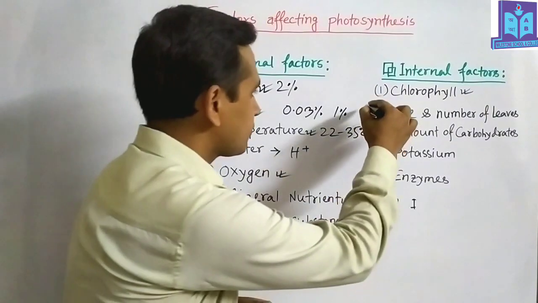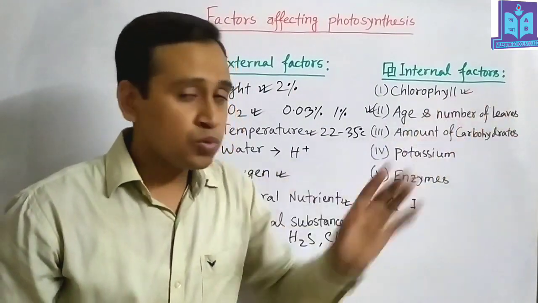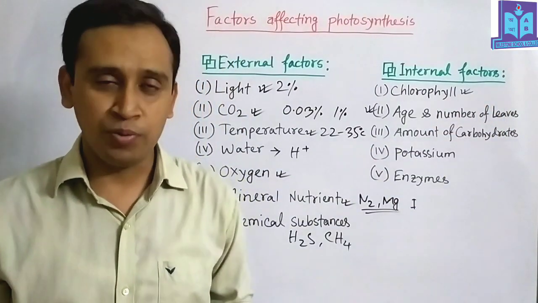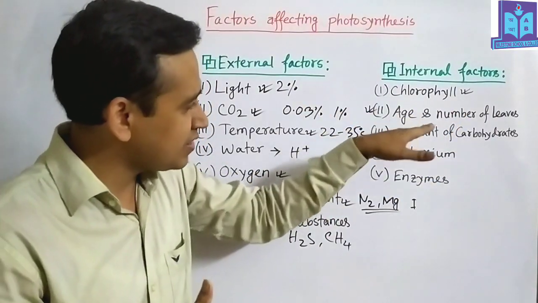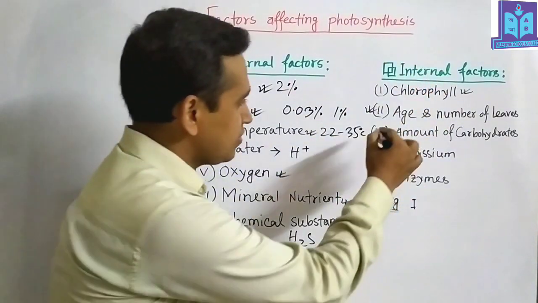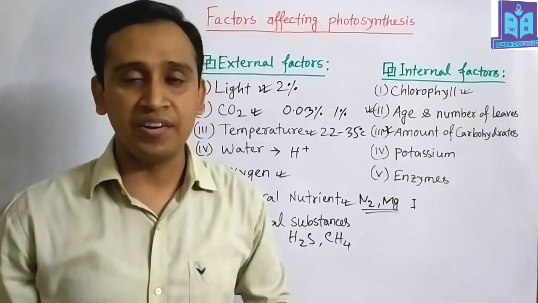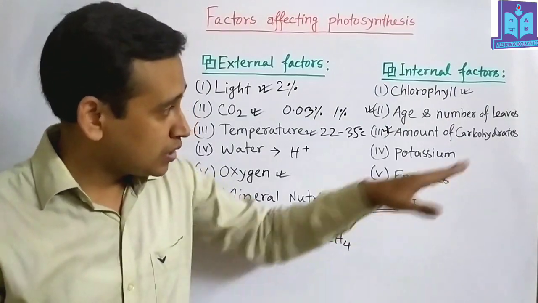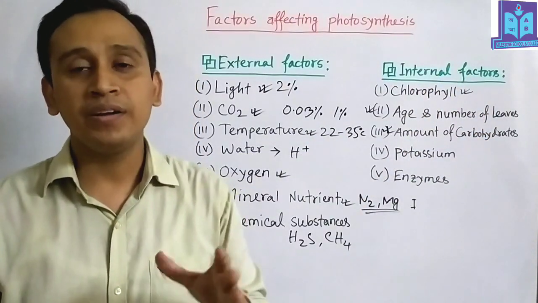Next one is age and number of leaves. Leaves that are too young or too old contain very little chlorophyll. So the photosynthesis rate is highest in the leaves of middle age. Next one is amount of carbohydrates. The conduction of carbohydrate is inhibited due to the photosynthesis process. If the produced carbohydrates are stored in leaves, then the rate of photosynthesis will decrease.